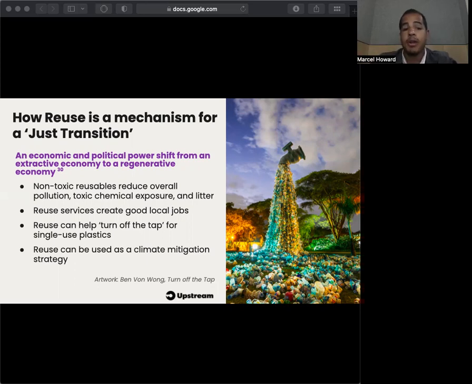Reuse can also help turn off the tap for single-use plastics, as it reduces the demand for single-use products. It can reduce the need to expand production operations that disproportionately affect Black and Brown and Indigenous communities who are often living on the fence line of industry.